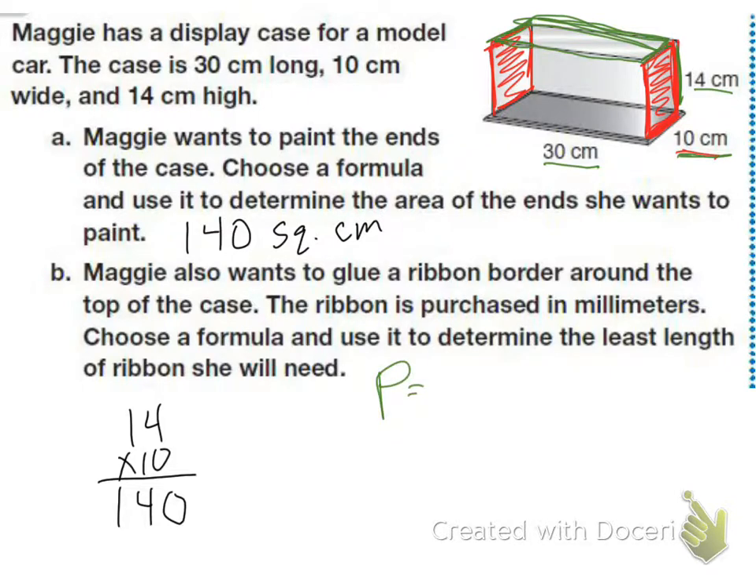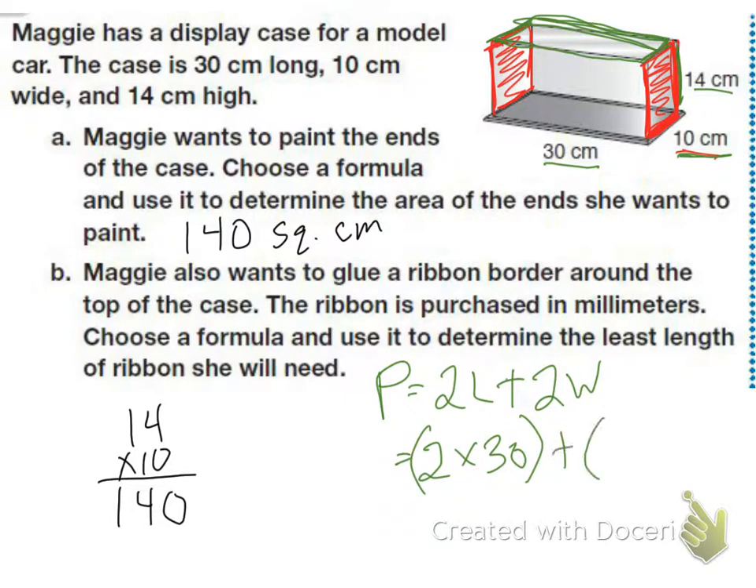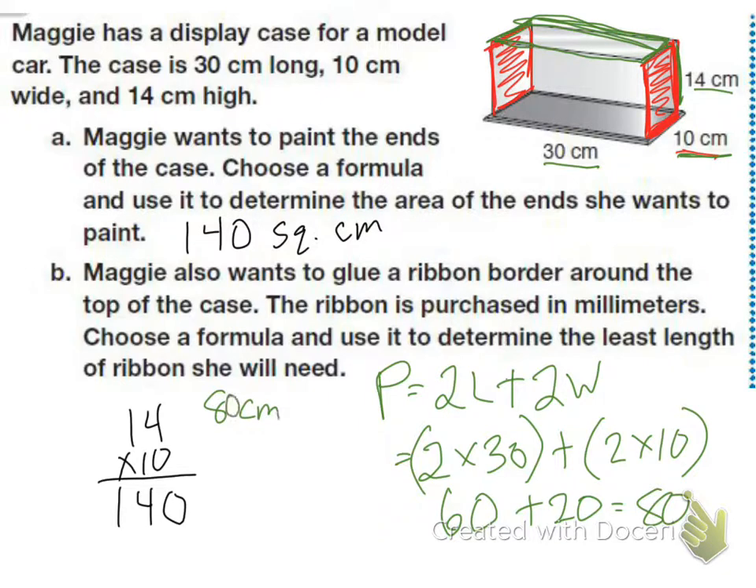And I'm looking for the perimeter, which is 2 times the length plus 2 times the width, because I'm just lining the ribbon around the outside. Okay, so that equals 2 times 30 plus 2 times 10. Okay, that is 60 plus 20, which equals 80. So she will need 80 centimeters. Now that's 80 centimeters, and it says it has to be purchased in millimeters. So 80 centimeters is the same as 800 millimeters. That's going to be the answer to my question.